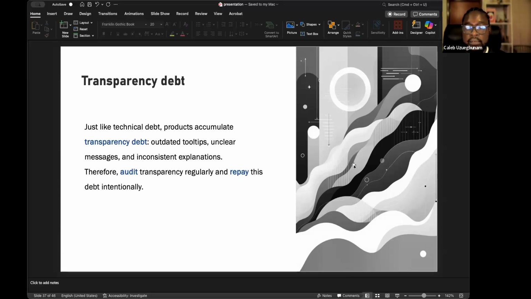But for transparency debt, there are things like outdated tooltips, unclear messages, and inconsistent explanations that mean nothing to the user. So the user never fully trusts the system, never escalates the situation, never leaves feedback. And all of that is kind of pulled away from the AI teams that are actually building the tech. And eventually that erodes trust across the company and leads to subscription cancellations or license withdrawals between client customer firms and the enterprise AI teams building them.